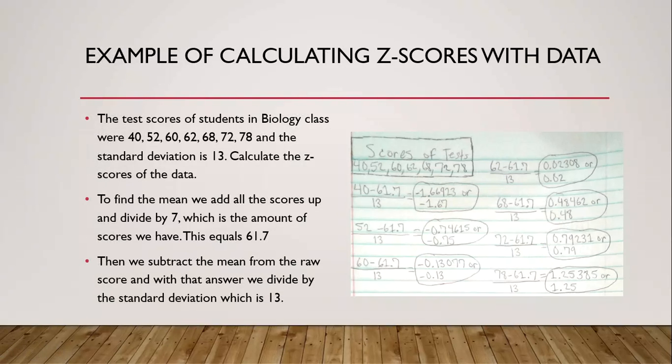An example of calculating z-scores with data. The test scores of students in biology class were 40, 52, 60, 62, 68, 72, and 78, and the standard deviation is 13. Calculate the z-scores of the data. To find the mean, we add all the scores up and divide by 7, which is the amount of scores we have. This equals 61.7. Then we subtract the mean from the raw score, and with that answer we divide by the standard deviation, which is 13. And over here you can see my work for each of the scores.